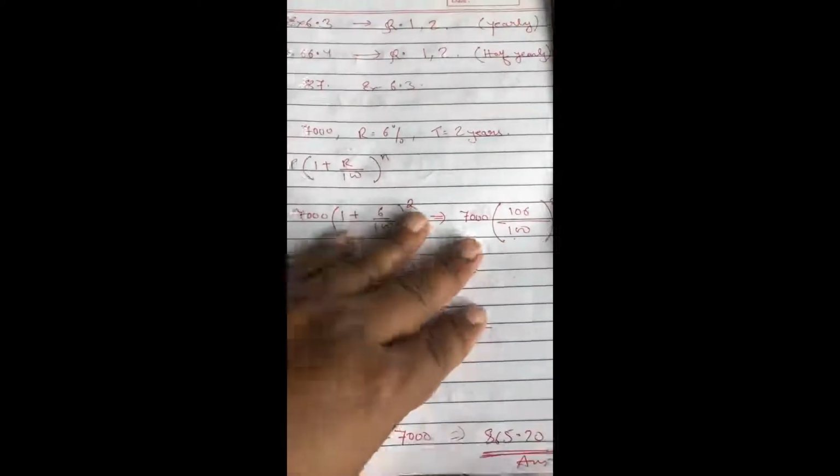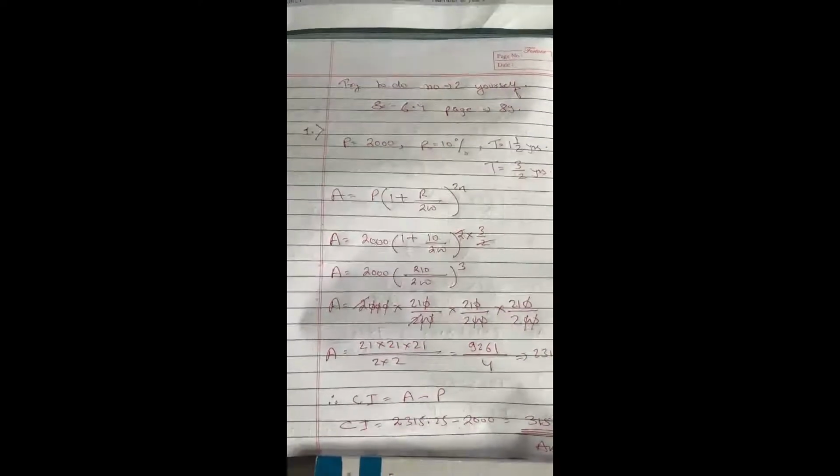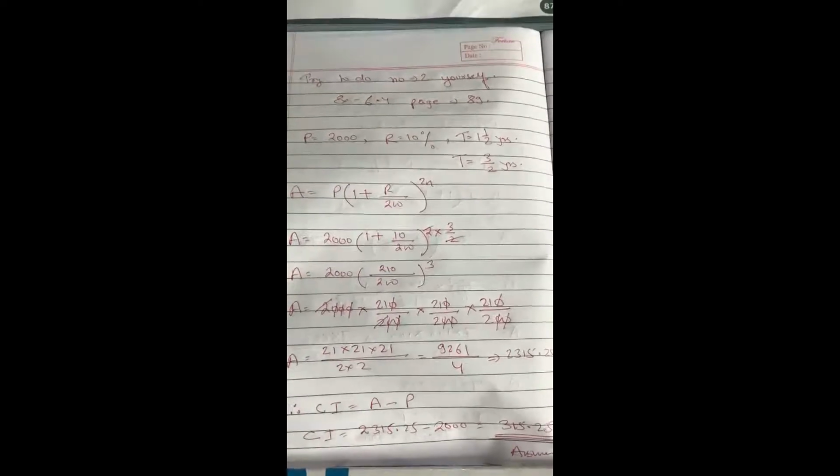What have I done? The amount I just calculated as 7865.20, minus the principal, which was originally 7000. So 7865.20 minus 7000 is 865.20. So this is your question number 1 from page 87 of exercise 6.3. Now I have written out here, try to do number 2 yourself. Definitely I will send you the solved PDF for this, but at least try.